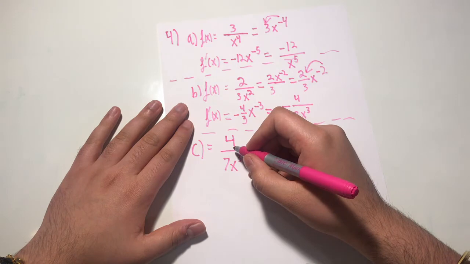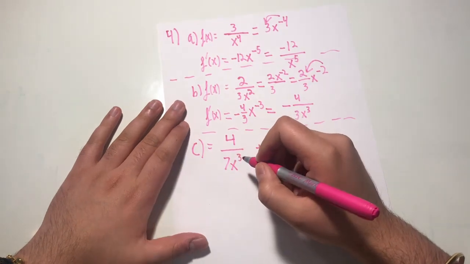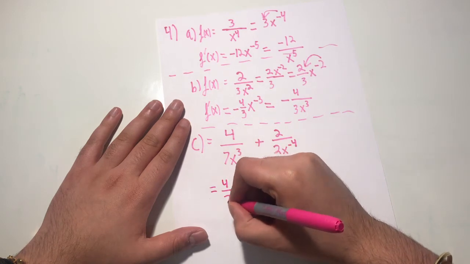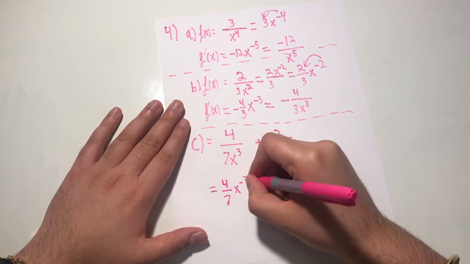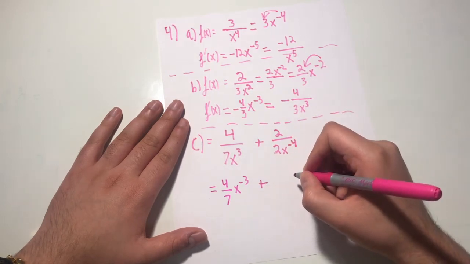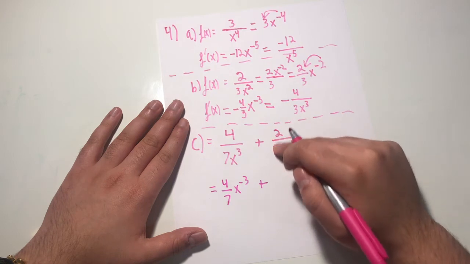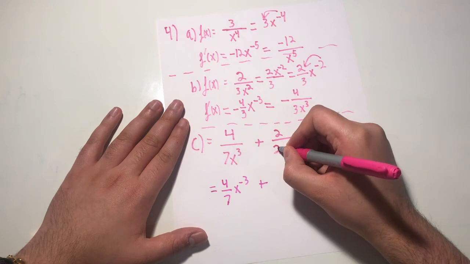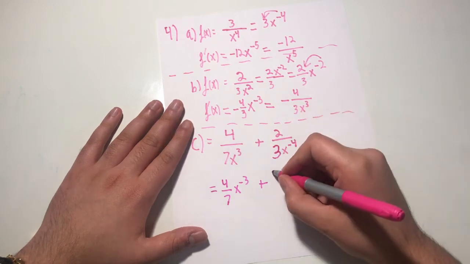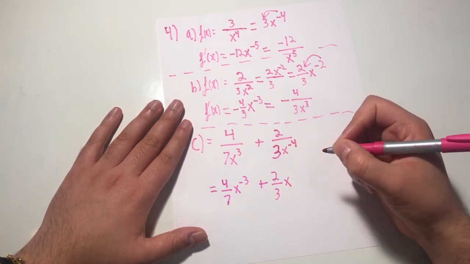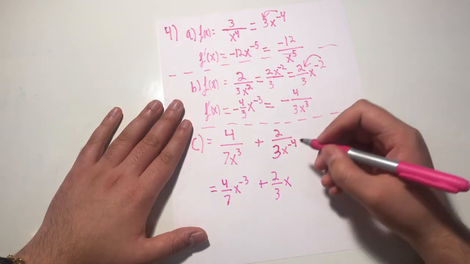So the 4 over 7x to the third can become 4 over 7 x to the negative 3. And then plus, this doesn't make sense to have. I'm going to just change this to 2 over 3 rather than 2 over 2. I didn't realize I had written that. It's kind of weird. So it's going to become 2 over 3 x to the positive fourth, right? Because negative of negative 4 would become positive 4.